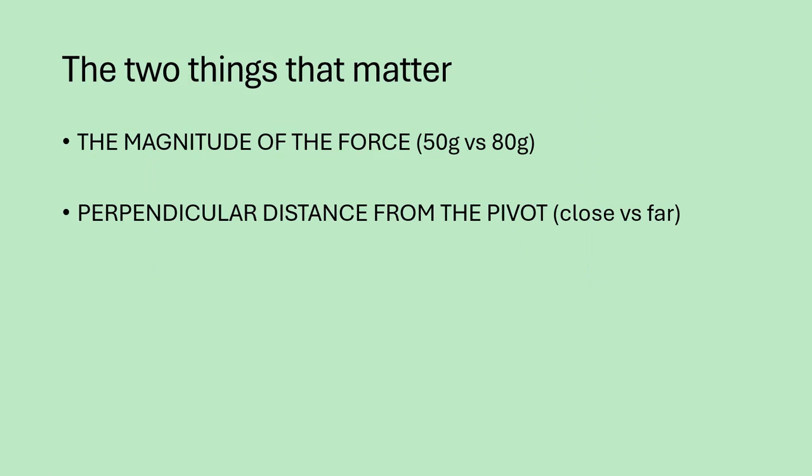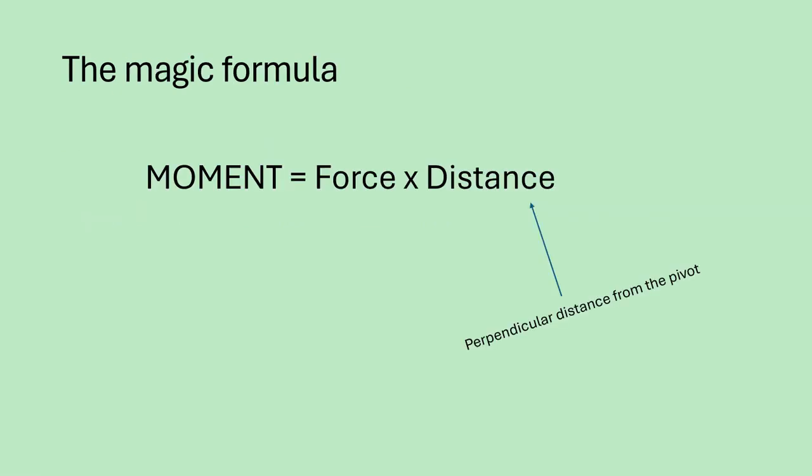And so there's really two things that matter here. The magnitude of the force, which is which side is heavier, is it left or right, and the distance away from the pivot, being close versus being far. And specifically, we're talking about the perpendicular distance. And I'll talk in a minute about what the perpendicular distance away is, as opposed to just the regular distance that we could talk about.